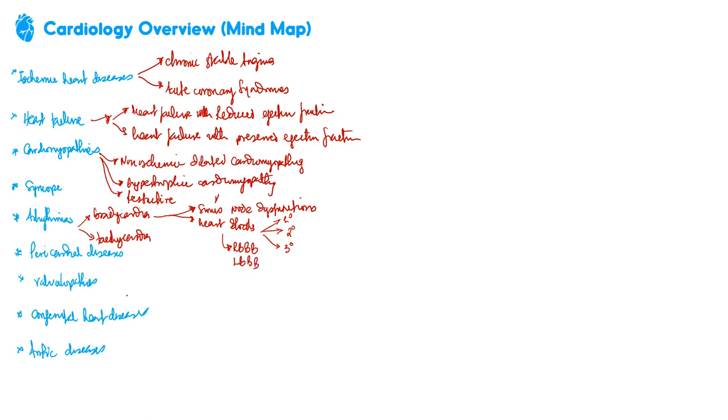Obviously, these ones are even further tied into some other diagnosis. For example, left bundle branch block is almost an equivalent for an acute ischemic event in certain cases. Pericardial diseases, we have to obviously wrap our minds around the inflammatory pericardial diseases, particularly pericarditis.